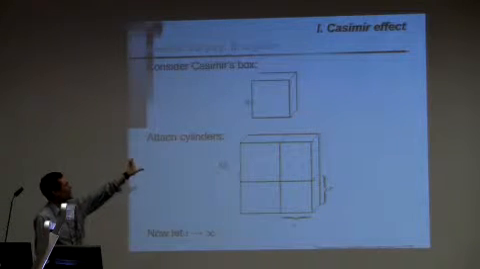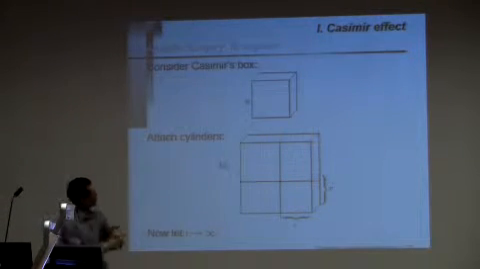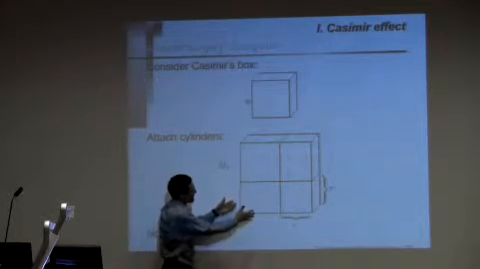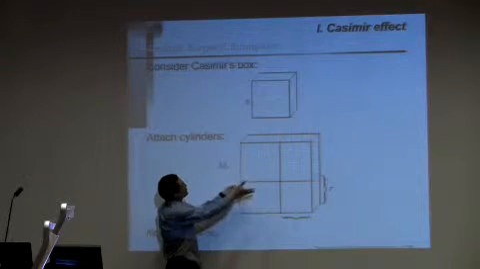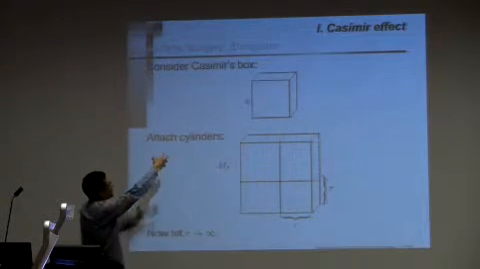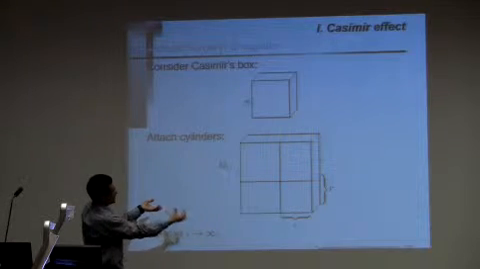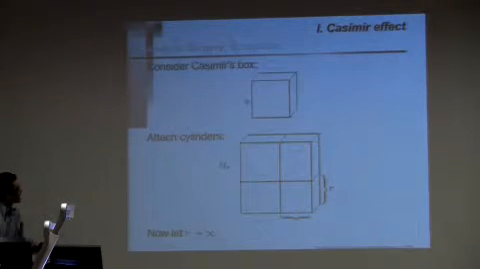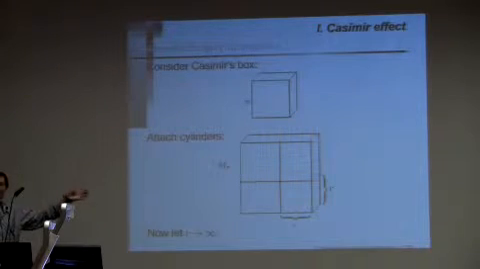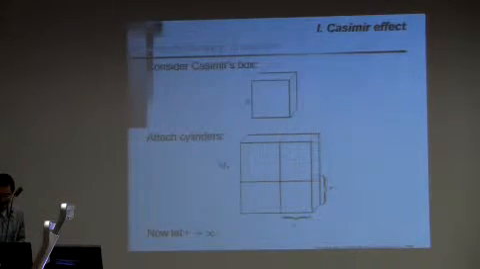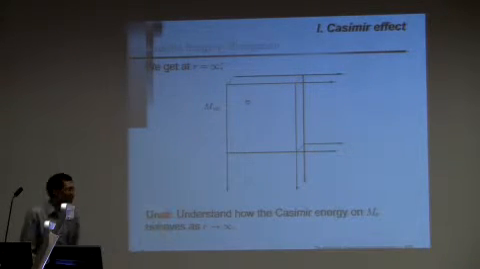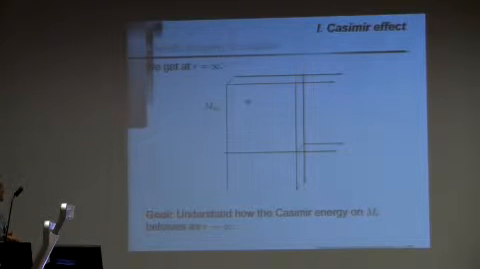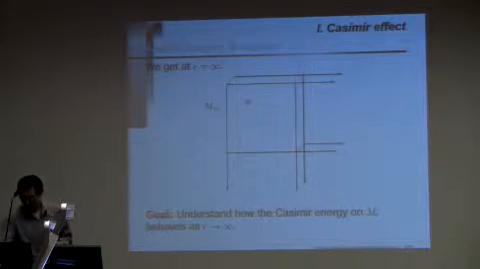Well, you could call the side length L, but for purposes of generalization, let's do the following. Let's take his box, and let's take other boxes, say of side length R, and attach them to the one to the right, one to the bottom, and then one in the corner there. And then we're going to take R to go to infinity. This basically has the same effect as what Casimir did. In R equals infinity, we get two infinite parallel plates, just as Casimir did. And we want to understand how this Casimir energy behaves on M sub R.